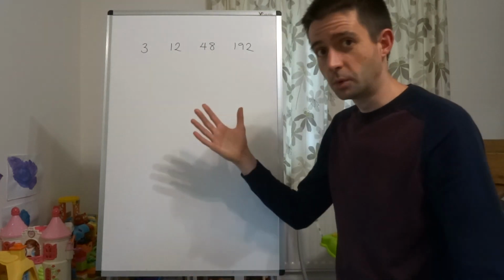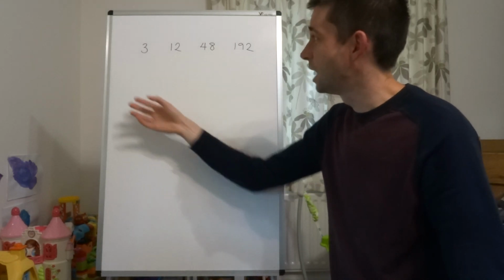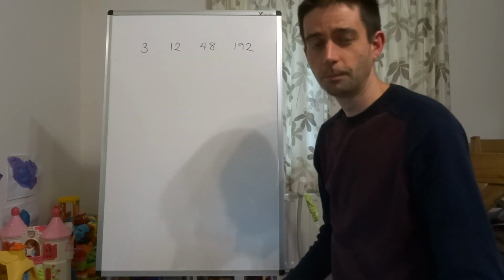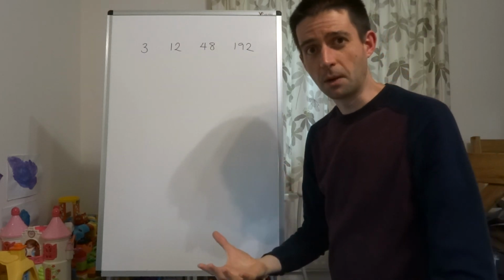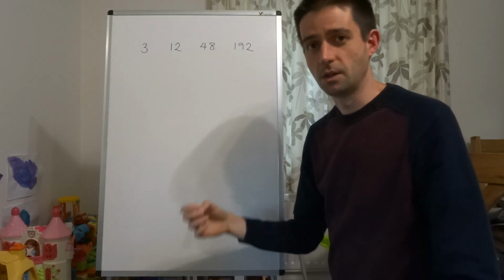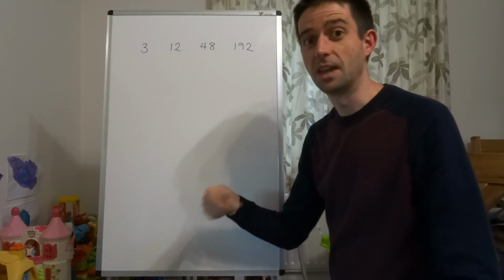So what I have on the board here is the first four terms of a geometric sequence, and it goes 3, 12, 48, 192. And what I want you just to think about is what the term-to-term rule of this sequence would be. So just pause the video for a moment and think, right, what do I have to do to each term to get the next one?